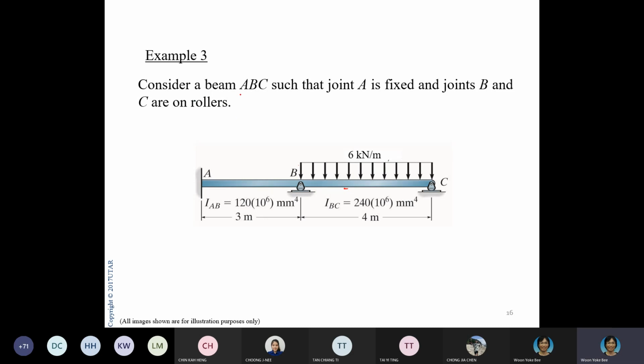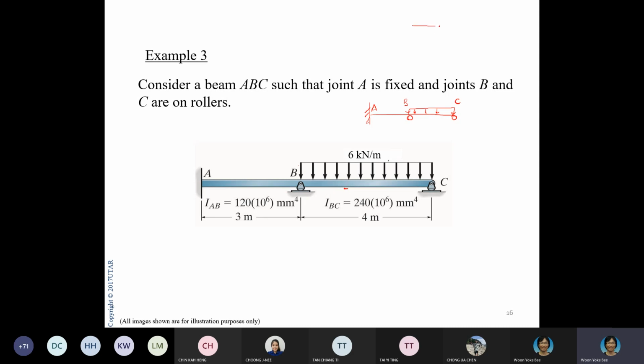Example 3: consider a beam ABC such that joint A is fixed and joints B and C are on rollers. In an exam, you can also draw it this way: roller and roller. So you have A, B, and C, and these are your loads. I extracted this one from the book, so you can either draw a line diagram like that or this way. It's really up to you.